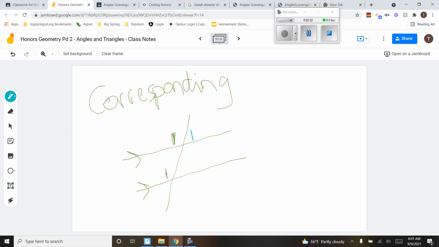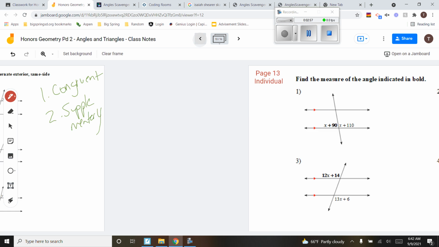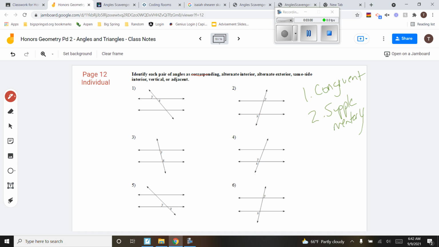This angle, kind of in the top right, would correspond to this angle. This angle, kind of in the bottom left of that set, would correspond to this angle. And this angle would correspond to this angle. Corresponding angles are always congruent. Okay, they're the same. So that's one word. It takes care of that one.